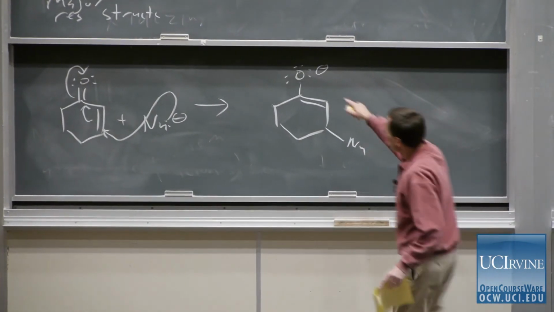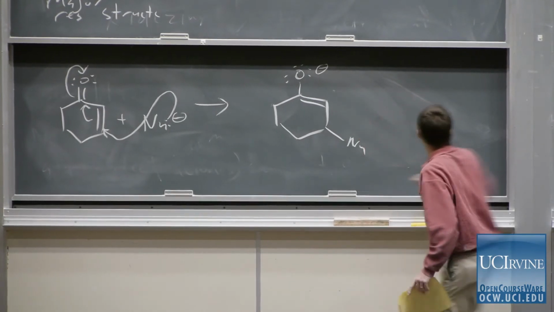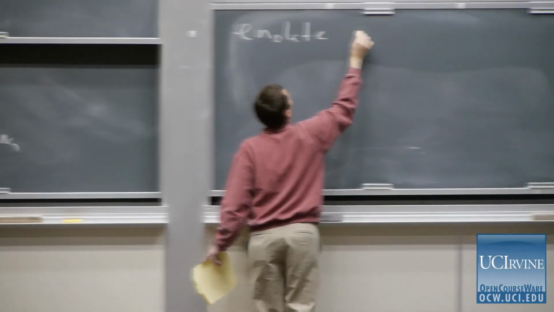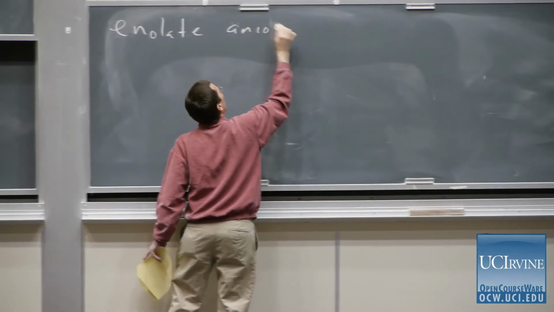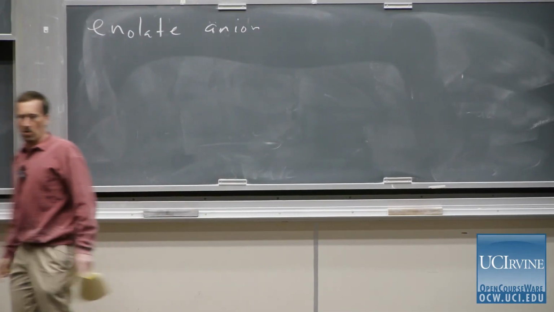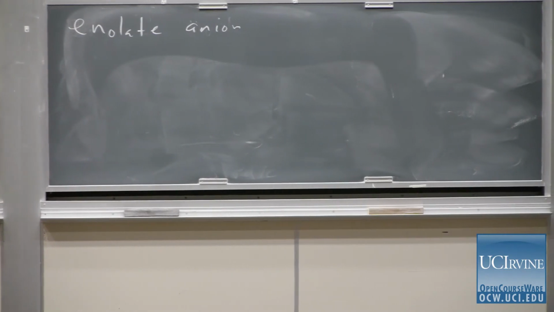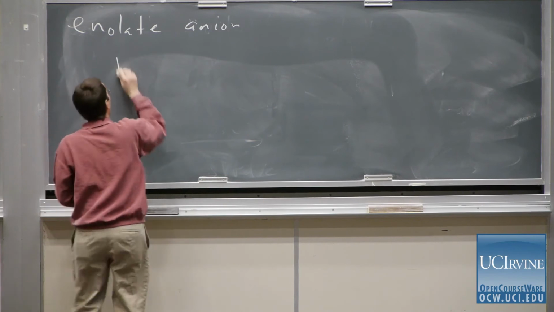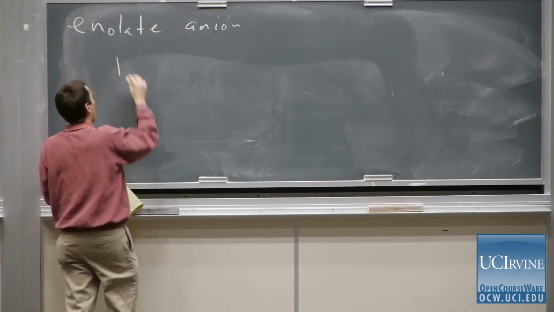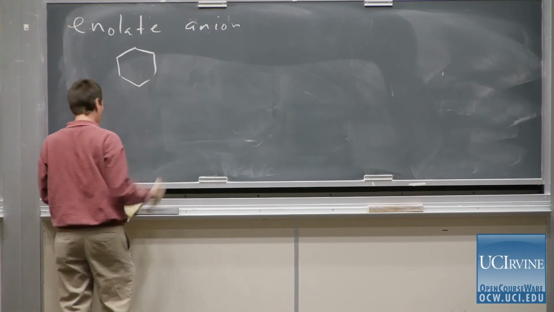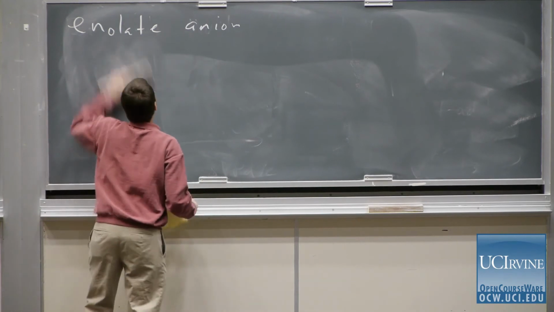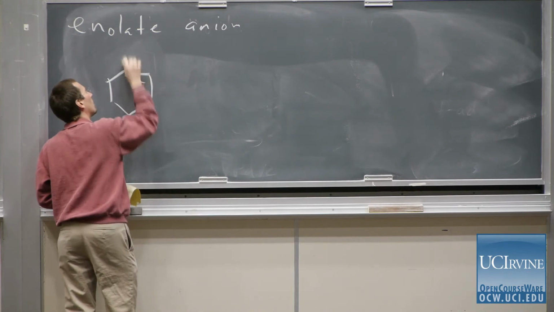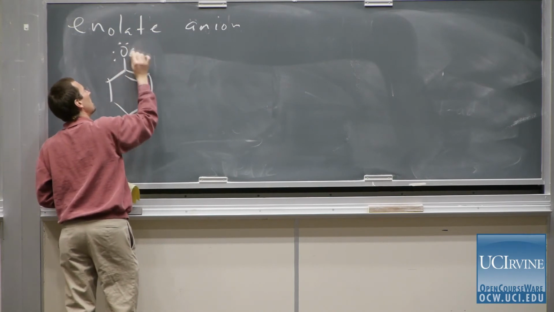Now, the species that we've just generated here is called an enolate anion. And this is your first exposure to the enolate anion. You're going to be learning more about it in a moment. More specifically, you're going to be learning more about enolate anions in chapter 23. So here is your enolate anion.